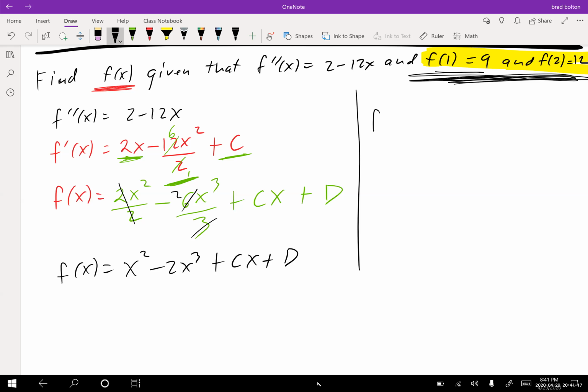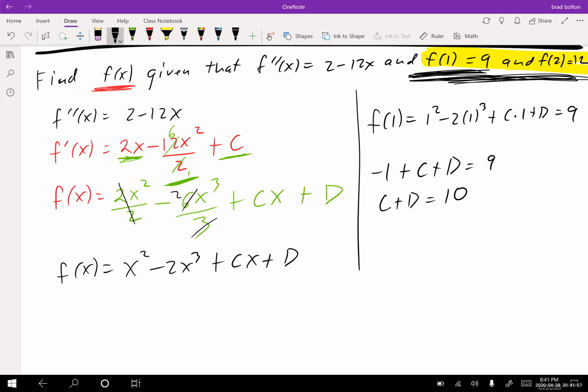So what I'm going to do is find f of 1, and that would be equal to 9, which equals 1, right? Let me plug this in. f of 1 is equal to 1 squared minus 2 times 1 cubed plus c times 1 plus d, and I know this all has to equal 9 because they said so. They told me right here. So then we know that this is negative 2 plus 1, which is negative 1, plus c plus d equals 9. So then we know c plus d equals 10 if I just add 1 over, right?